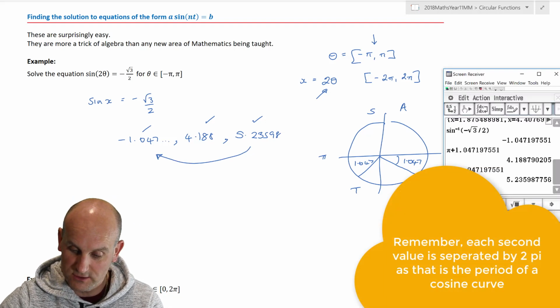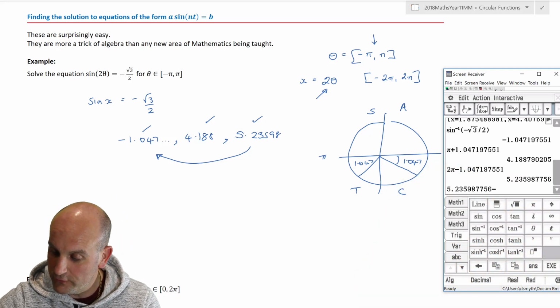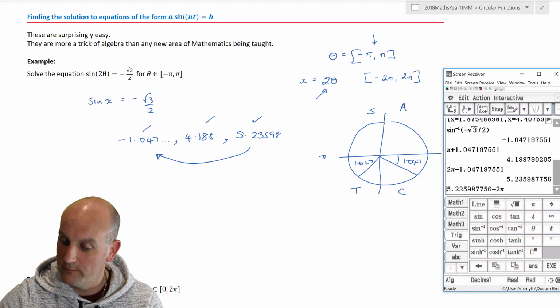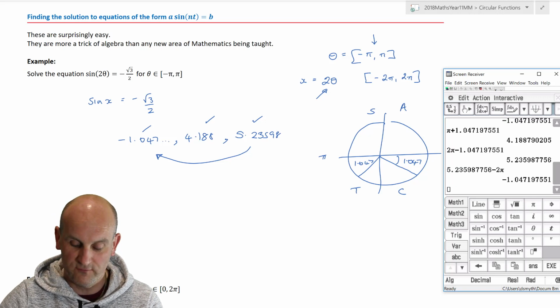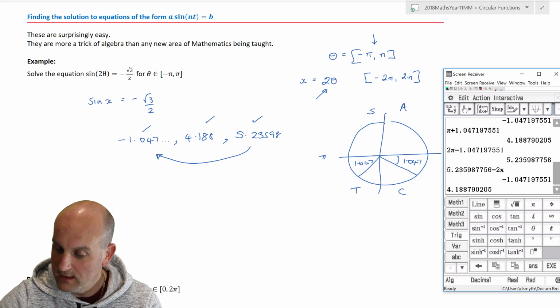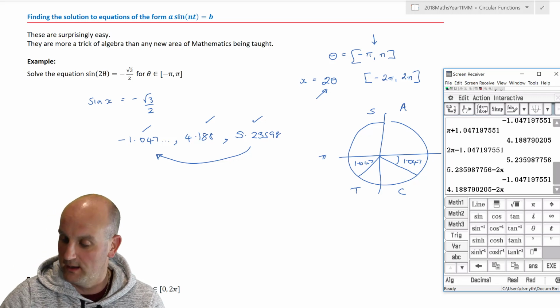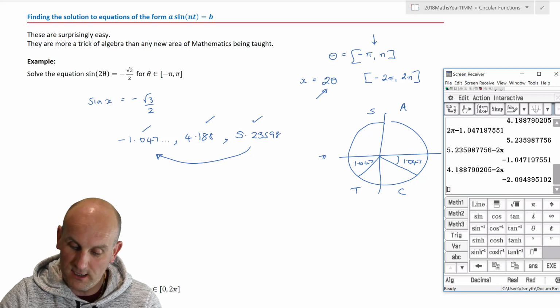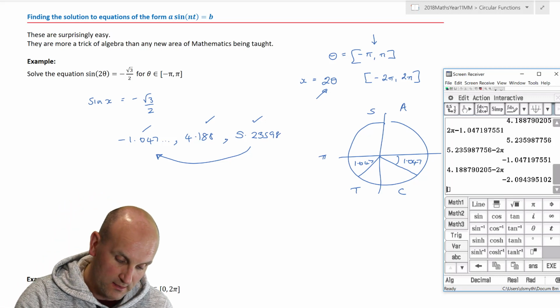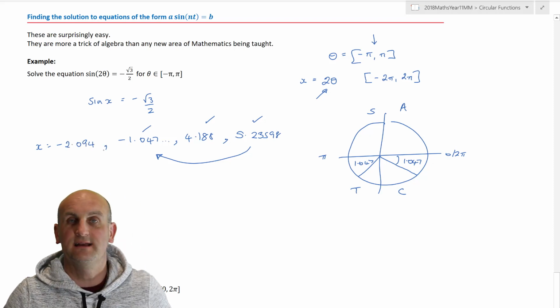If I take away 2 pi from this value, I promise you I will get that value there. Let me bring up my calculator and I'll show you. If I take this value here and take away 2 pi, because it repeats every 2 pi, I get minus 1.047. Now I'm going to take my 4.1888 and take away 2 pi, because we know there'll be another solution 2 pi that way. Hit enter, and I get minus 2.094. So I get x is equal to minus 2.094.